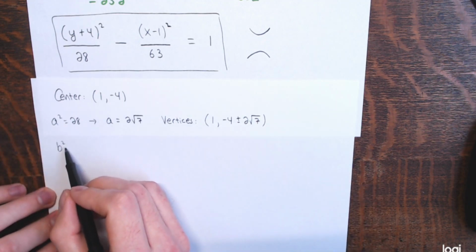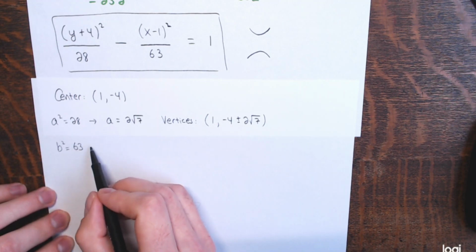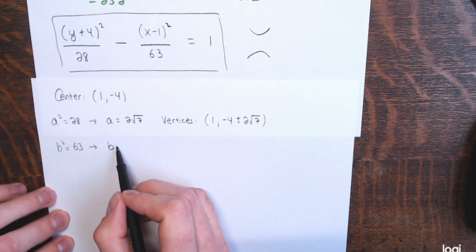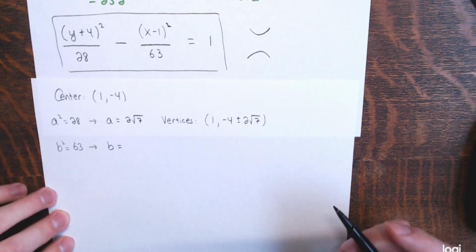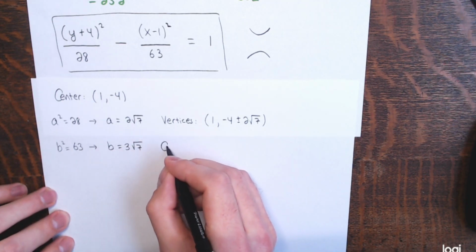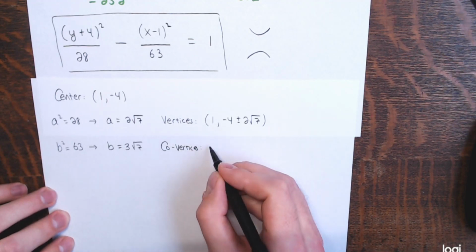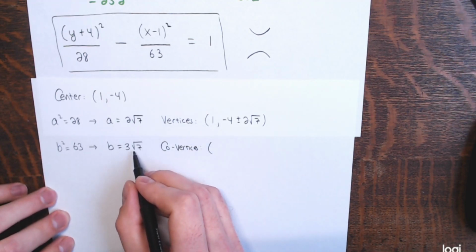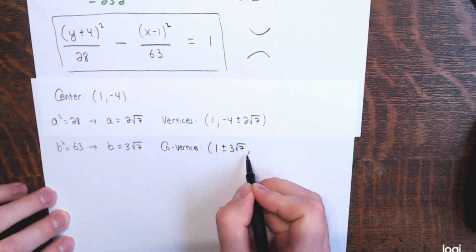b squared is the other denominator, 63. And b would then be the square root of 63, which is the square root of 9 times the square root of 7, 3 root 7. Alright, so that gives me the co-vertices, which are not on the hyperbola. Right? And I'd be adding this and subtracting this from the x-coordinate of the center. So 1 plus or minus 3 root 7, comma, -4.